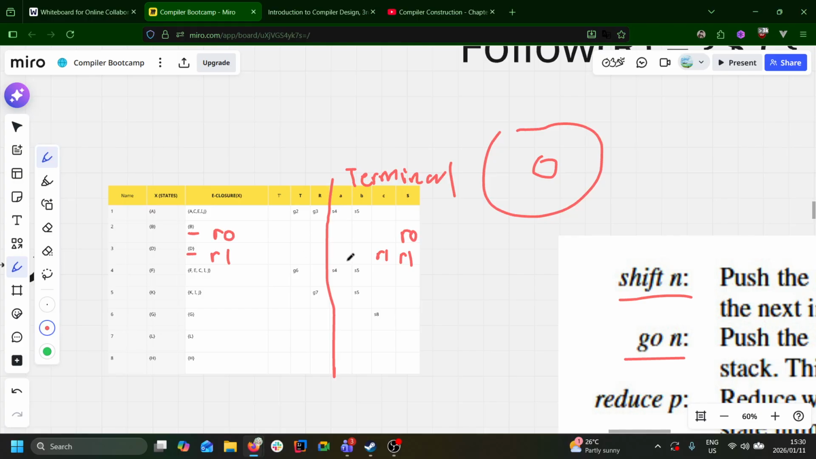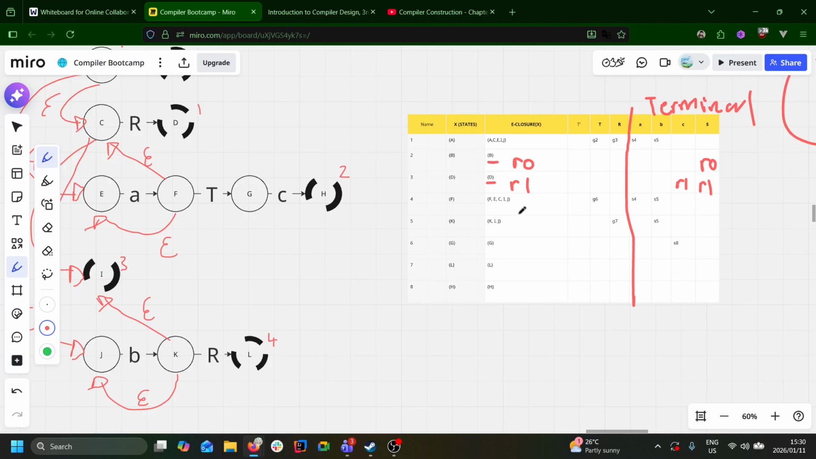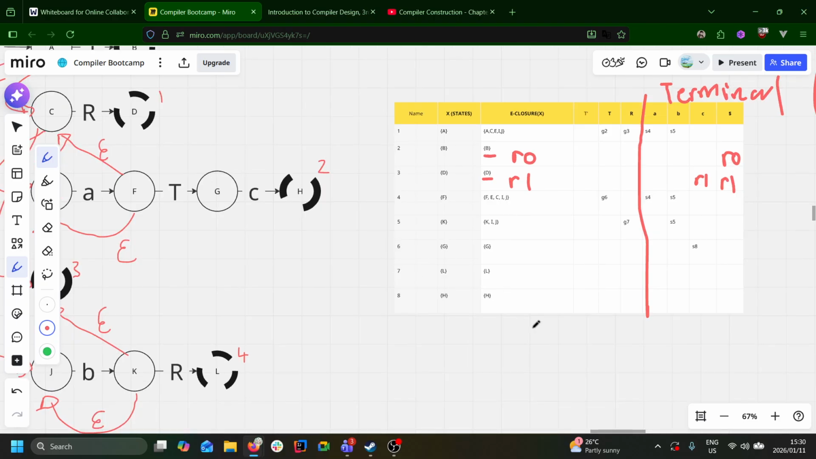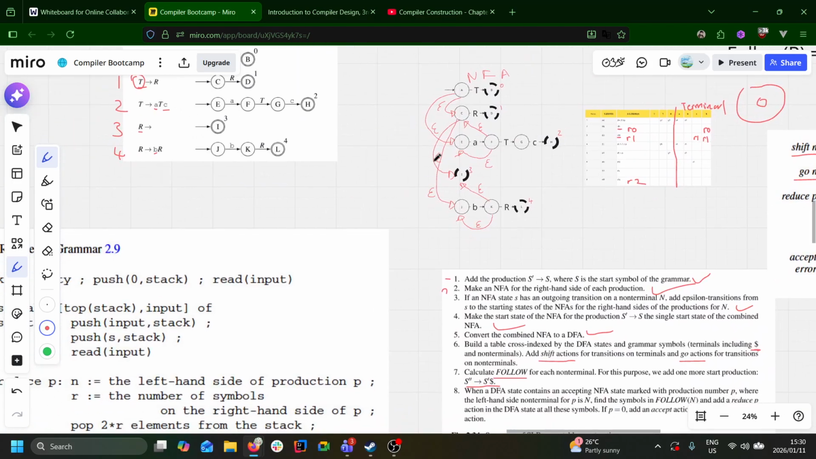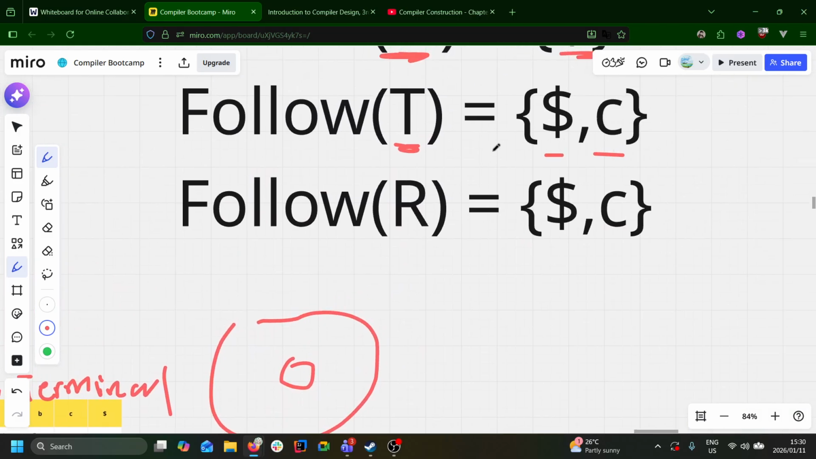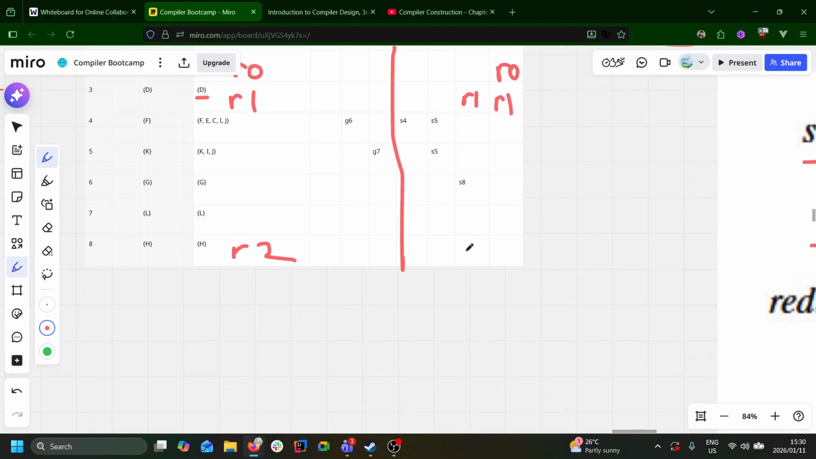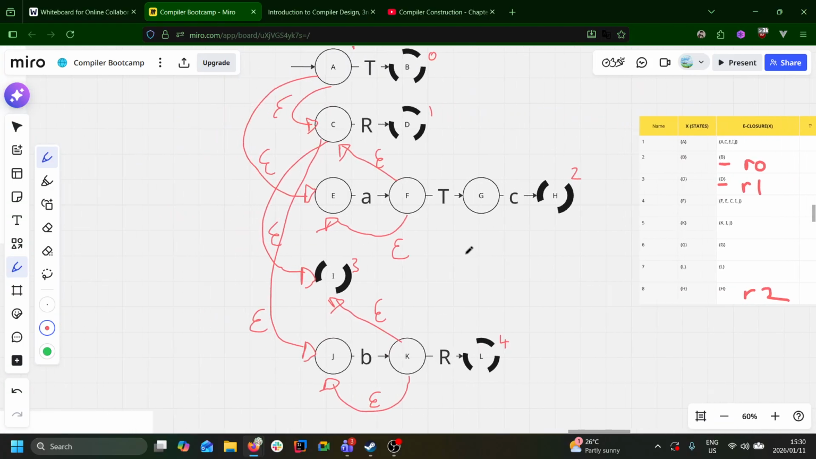And we follow the same thing. What's next? H. We're going to look for the rules that have H in them. So this has H, so we're going to have to add reduce 2. Is it anywhere else? No. And reduce 2, the rule for 2 is T. So that means we're going to add reduce 2 in dollar sign and C. So reduce 2 is going to be here. So reduce 2 and reduce 2, like that. And yeah, we keep doing this for the other rules.